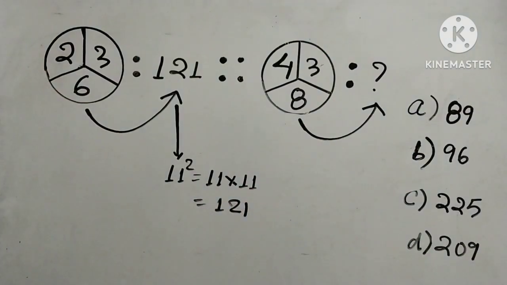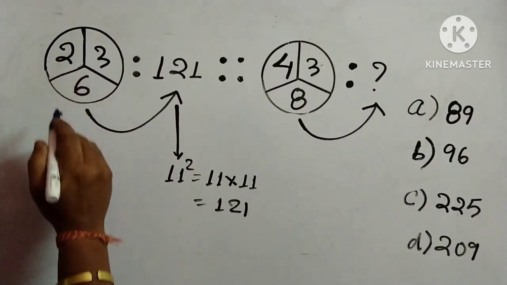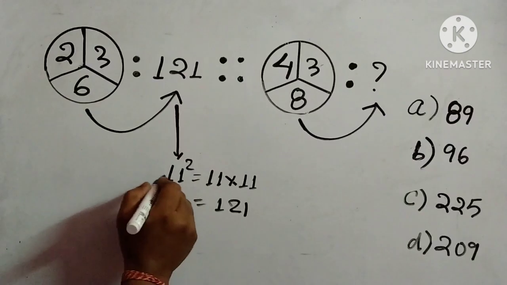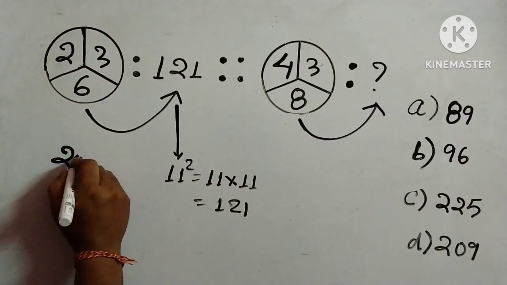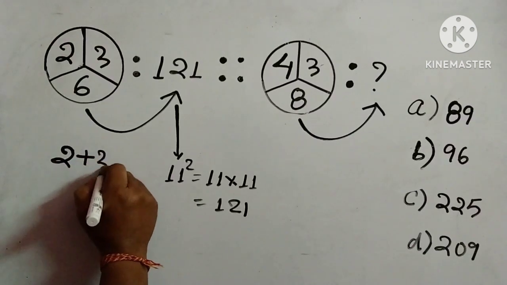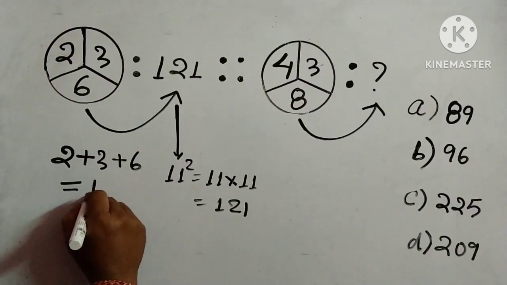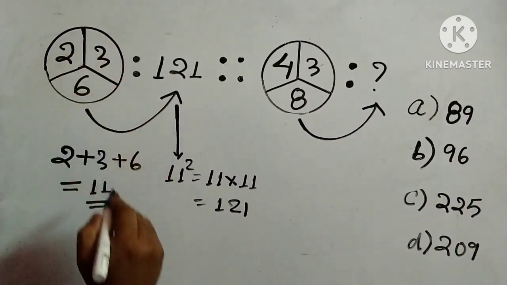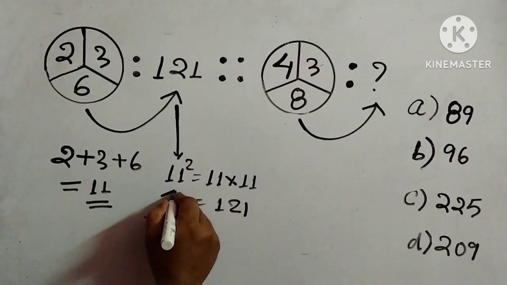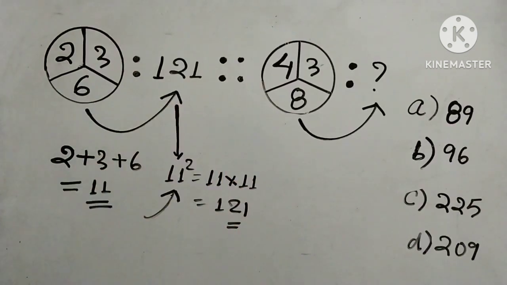So accordingly, we will try over here. See if we can get 11 out of these three numbers. What are the three numbers? 2 plus 3 plus 6. So it comes to 11. So 11 is the addition of the three numbers and you just square it. It comes to 121, which is given.